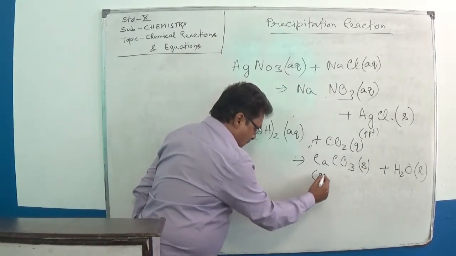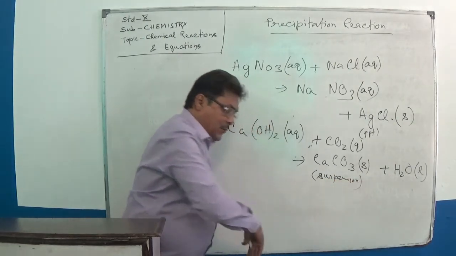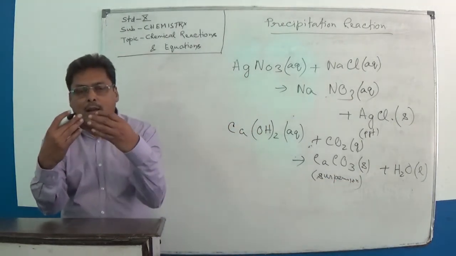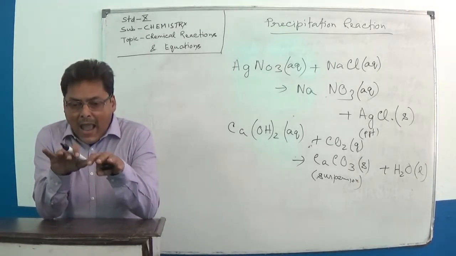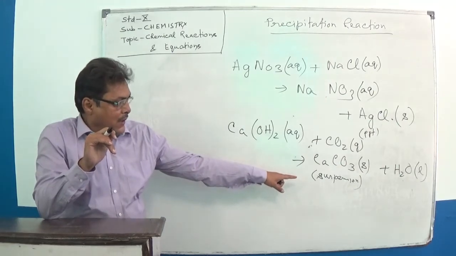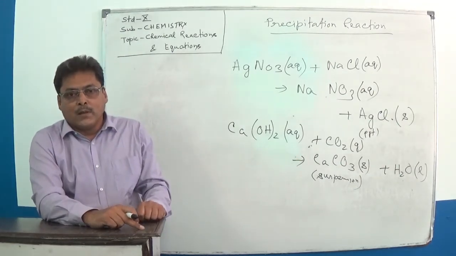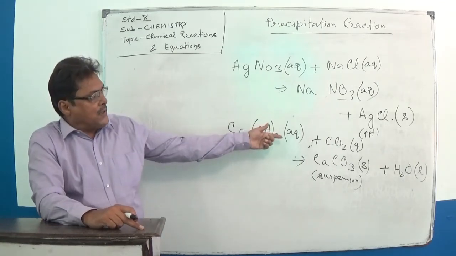You know what a suspension is? A suspension shows some insoluble solid hanging inside the liquid. This calcium carbonate does not settle at the bottom, but it is also a precipitate. This is also an example of a precipitation reaction.